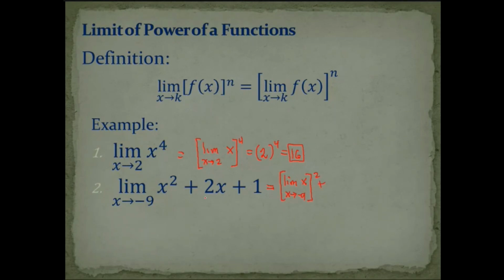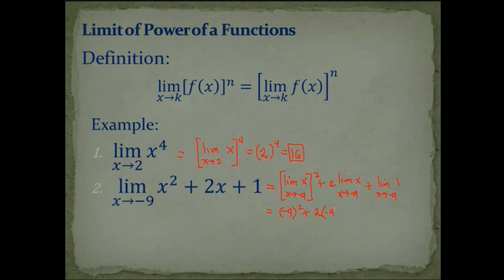Plus, may constant na ito. So, ilalabas natin. Then, limit of x as x approaches negative 9, plus limit of 1 as x approaches negative 9. Dito tayo. So, ito yung nasa loob. Theorem number 2, so ito yung magiging negative 9 squared, plus 2. Dito naman, ang sagot ay negative 9.